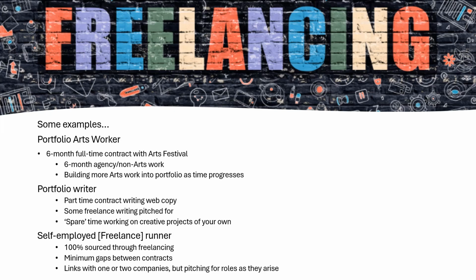So a couple of examples: a portfolio arts worker, so somebody who's managed to land a 6-month full-time contract with an arts festival. That's an annual cycle. They often do employ people for just short contracts like 6 months. And so they use the rest of their 6 months doing agency administration, so non-arts work, so working outside of the creative industries altogether, but building more arts work portfolio into their year as they progress, and eventually hopefully working full-time for the festival that they want to work for, or working across 2 festivals.